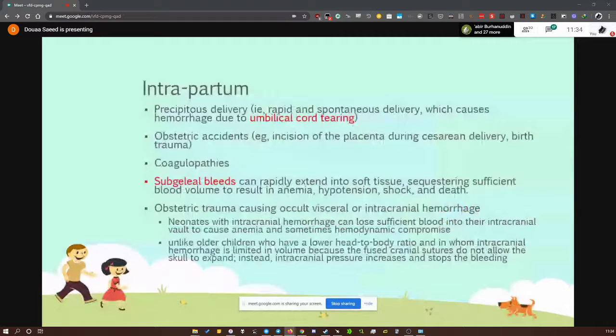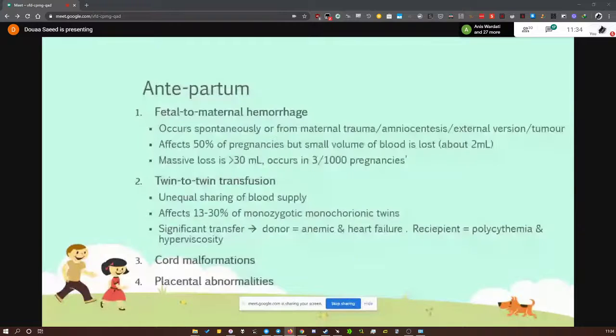Any questions on antepartum before we go to intrapartum? I have one question. For the antepartum, for the twin transfusion just now, the recipient will have polycythemia and also hyperviscosity, right? Will that also lead to stroke after a while? I did not read about strokes, but I think the idea is to manage the recipient before hyperviscosity can lead to a stroke. Oh, okay, thank you.